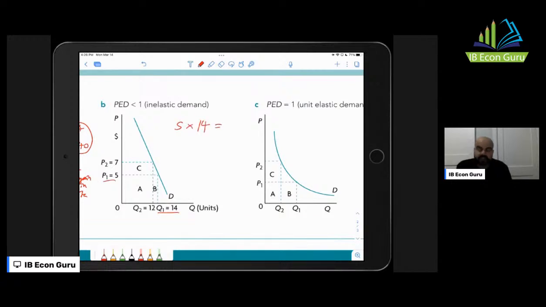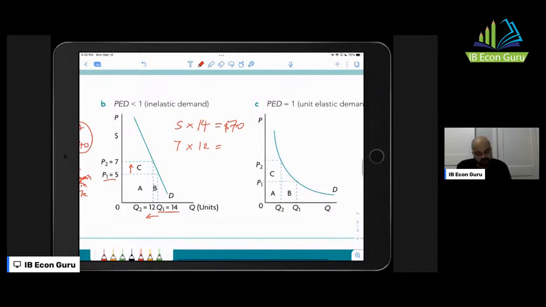So 5 times 10 is 50, 5 times 4 is 20, so $70, that was the total revenue. When price rose to 7, quantity demanded fell to 12. So 7 times 12, 7 times 10 is 70, 7 times 2 is 14, so $84. So here you can see increasing the price actually led to an increase in total revenue.